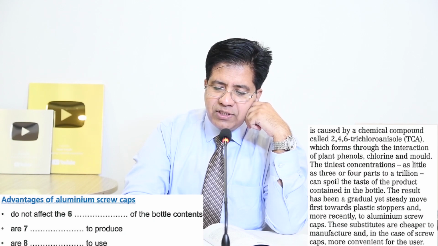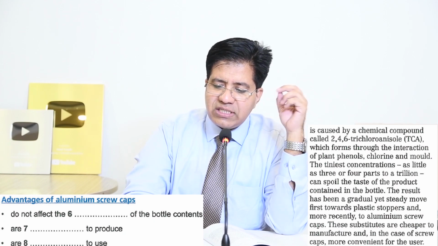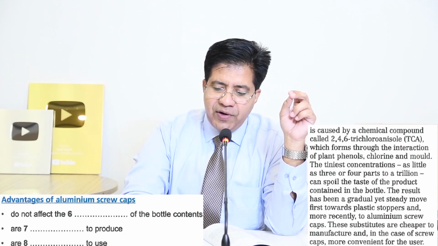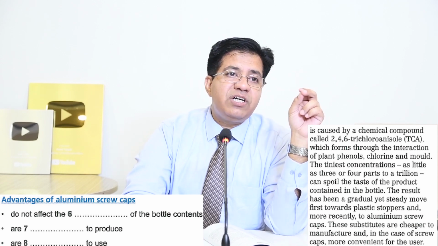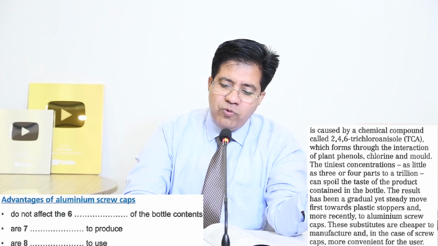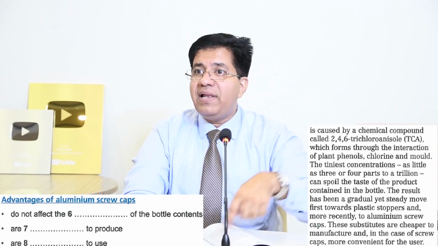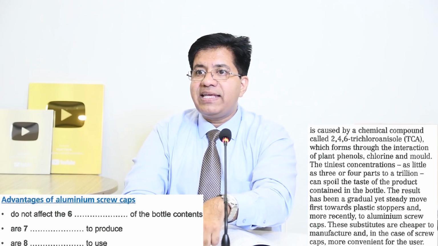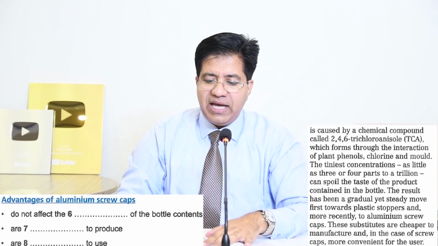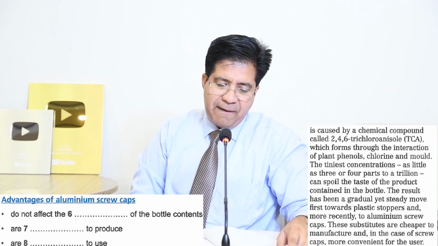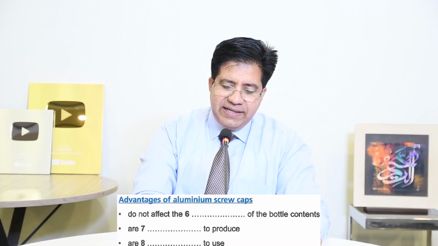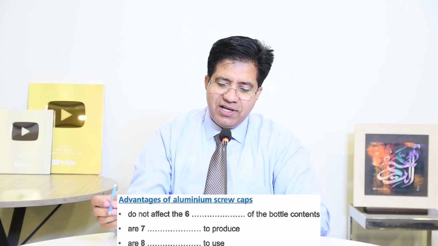Aluminium screw caps. These substitutions are cheaper to manufacture. What is the word for manufacture? Produce. So sometimes the answer will be as simple as this. Otherwise, it can be like question number 6. So the answer is cheaper. Are dash to use. Good.